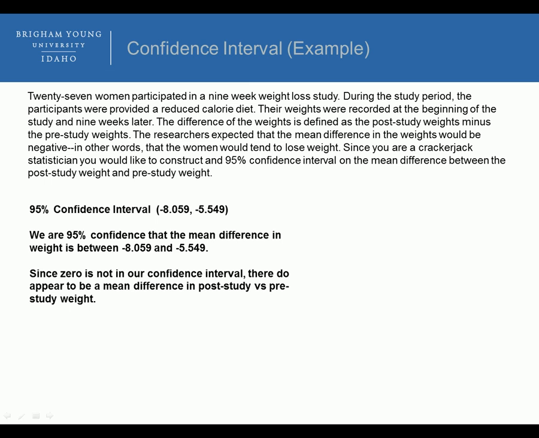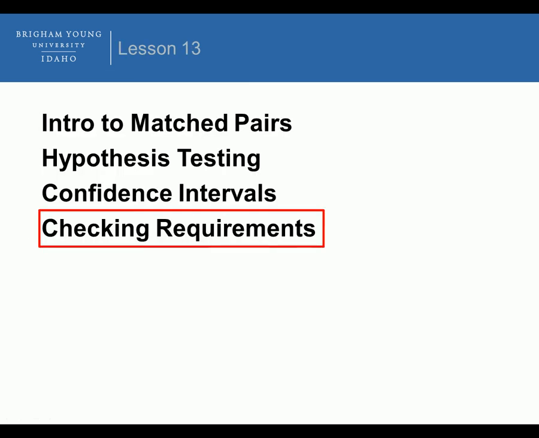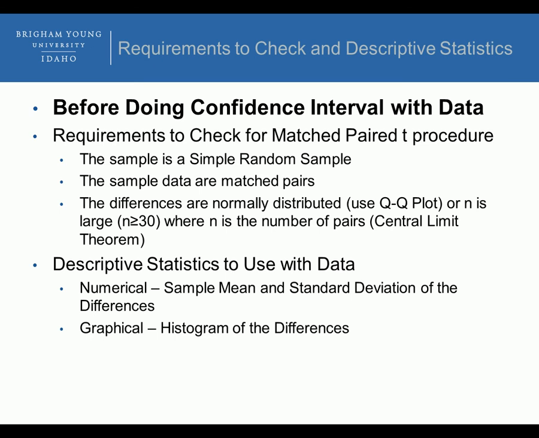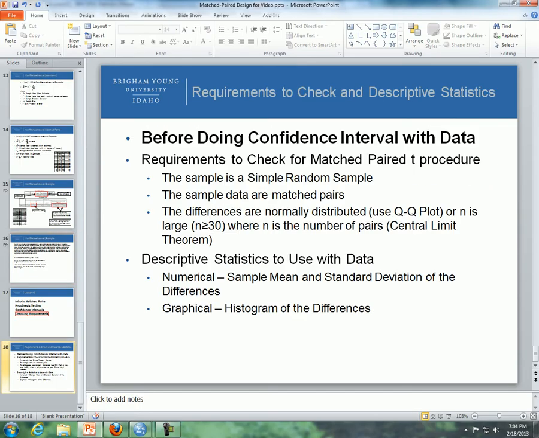Okay, so now the last item I want to cover is checking requirements as well as dealing with descriptive statistics. Before doing either a confidence interval or hypothesis test, there's 3 requirements to check for matched pairs. Now, there's 2 in the online textbook. I'm going to add one more just to cover my bases here, but there's 3 different requirements. First of all, the sample needs to come from a simple random sample. The sample data are matched pairs, and that's the one that's not included in the online textbook. And the last one, it's either one of 2 things.